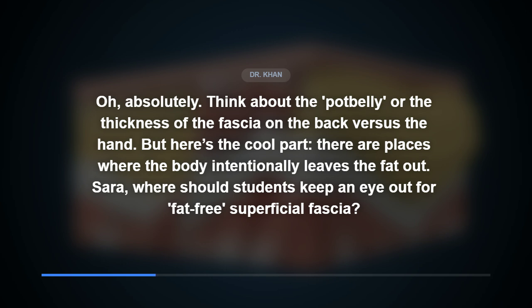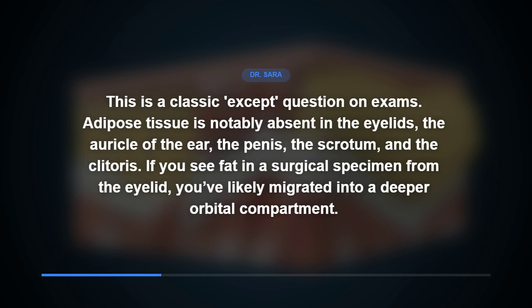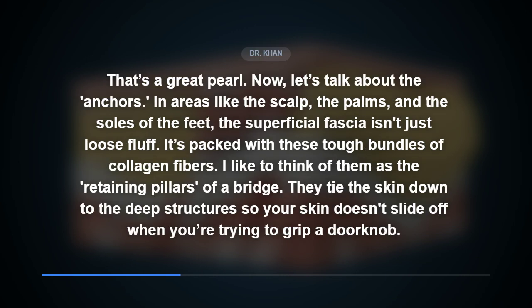But here's the cool part. There are places where the body intentionally leaves the fat out. Sarah, where should students keep an eye out for fat-free superficial fascia? This is a classic except question on exams. Adipose tissue is notably absent in the eyelids, the auricle of the ear, the penis, the scrotum, and the clitoris. If you see fat in a surgical specimen from the eyelid, you've likely migrated into a deeper orbital compartment.